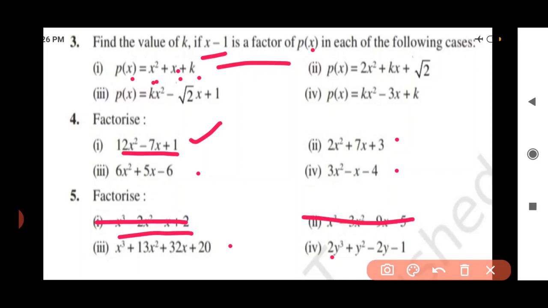Sum number 3 and sum number 4 are homework. Once again I repeat this. Sum number 3 is fully homework. Sum number 4, subdivisions 2, 3 and 4. Sum number 5, subdivisions 3 and 4 only are homework.